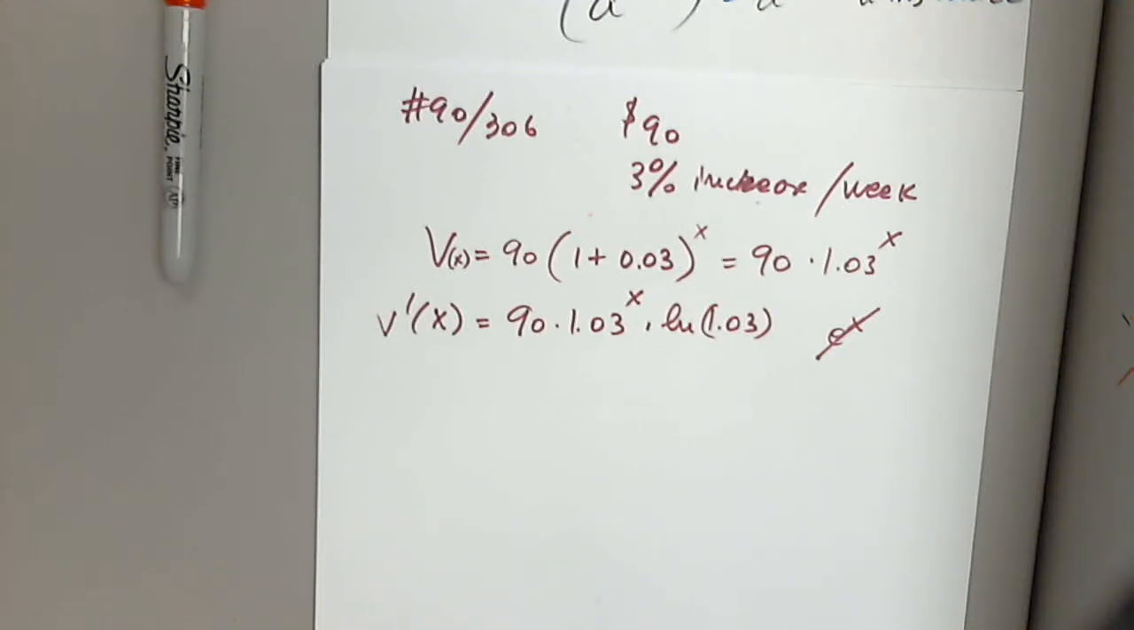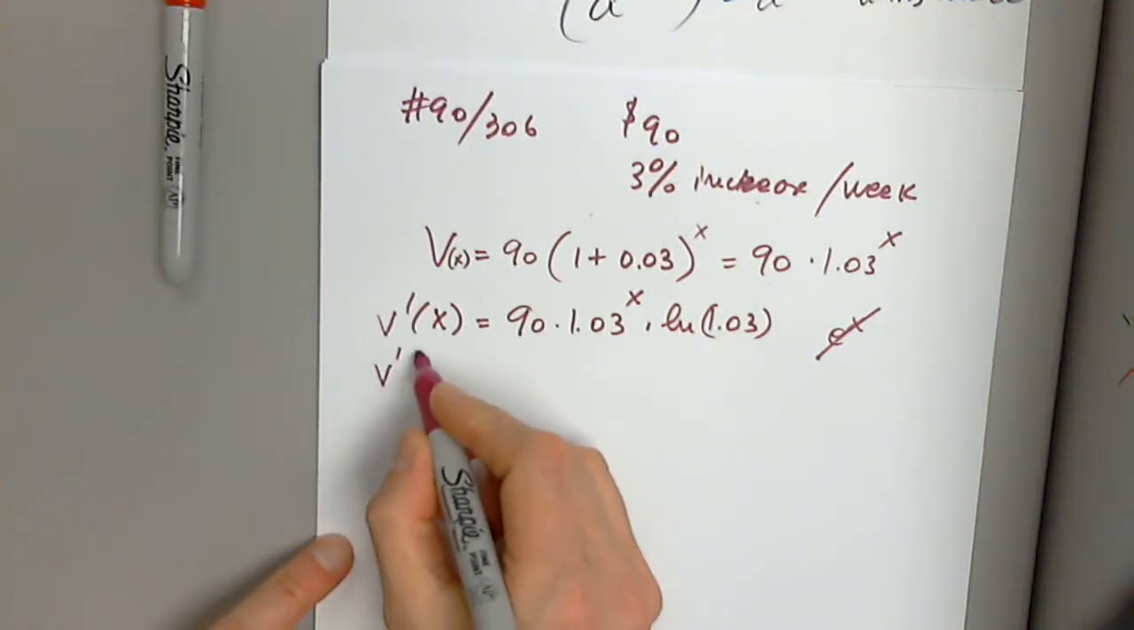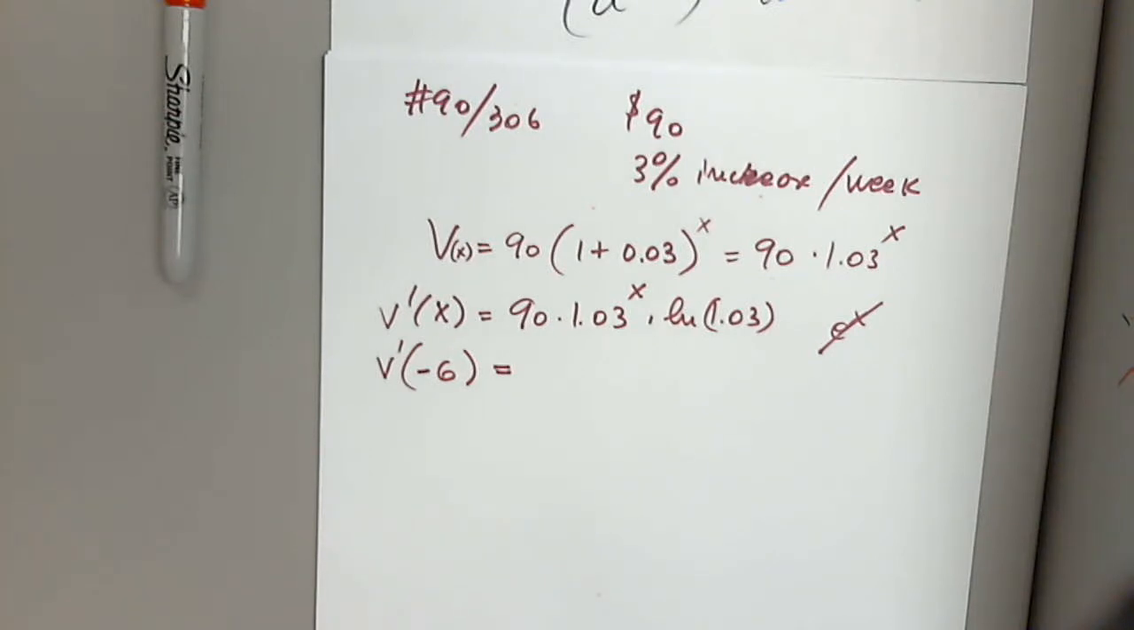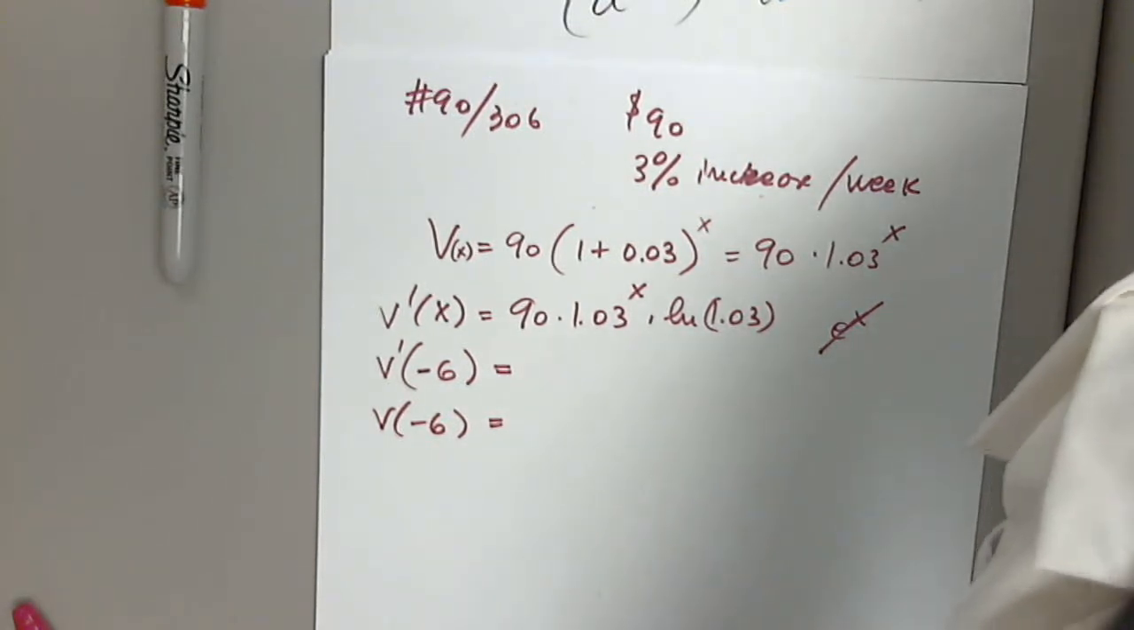And now the question was, so this was the rate of change, and we're asked to plug in 6 weeks prior. It says 6 weeks prior to. So we only have to determine v prime of -6. That will be the rate of change. And use the model to estimate the value. So then we will estimate the value 6 weeks prior, which means V of -6. They should not have put this in here, but they did. So let's take a look.